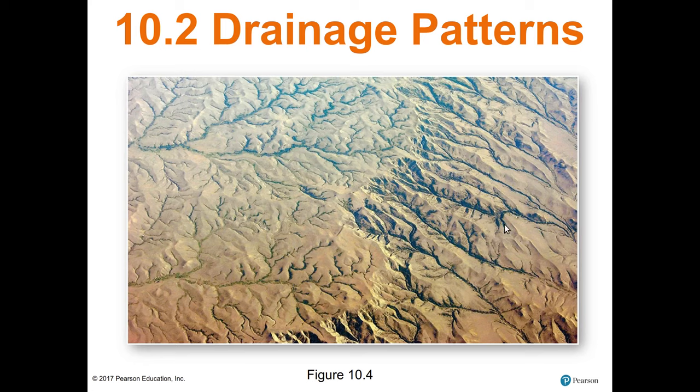Drainage patterns are important. That refers to the shape of rivers. And one of the things you can do as a geographer is look at the shape of rivers. For example, this is dendritic drainage. It looks kind of like a tree. It's the most common form of drainage.